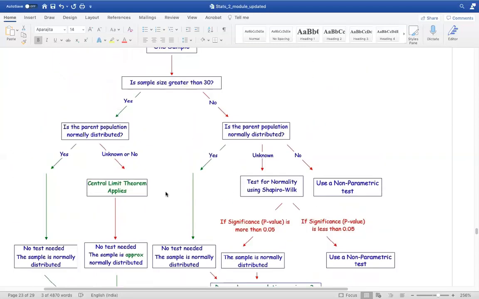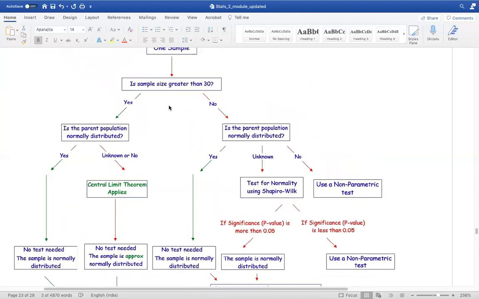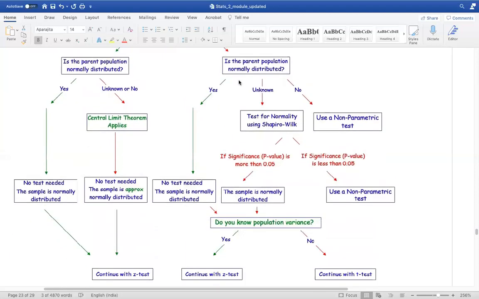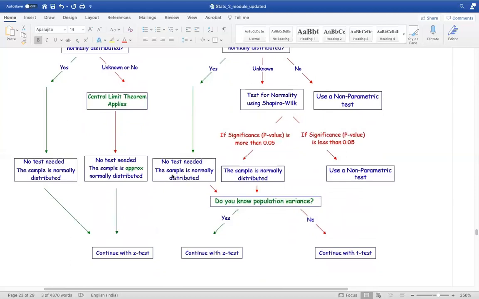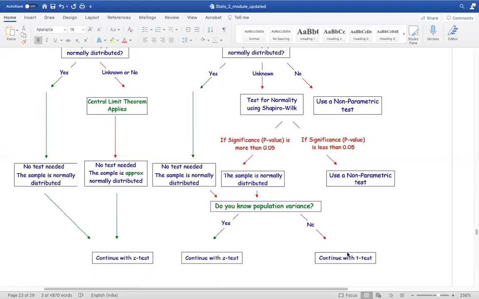And for example, if the sample is not more than 30, then again we have options. If the population is normally distributed, no test is required. The sample is normally distributed. Do you know the population variance? If you know the population variance, then we can go for the continuous Z test. If you don't know the population variance, then we can go for the t test.